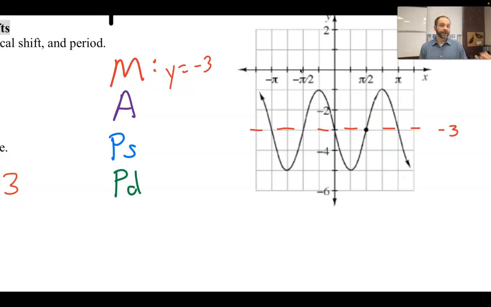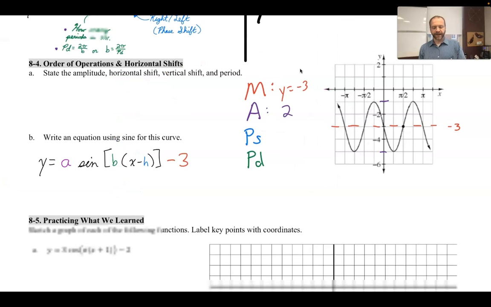Amplitude, let's see about that. How far up or down does it go from the midline? In this case, it goes from -3 to -1. So that's going to be an amplitude of 2. That means my a value, let's erase that a, and let's put a 2 there. Not too bad.